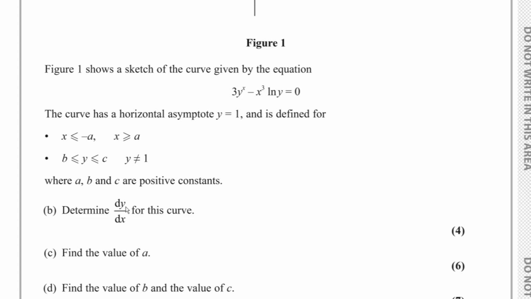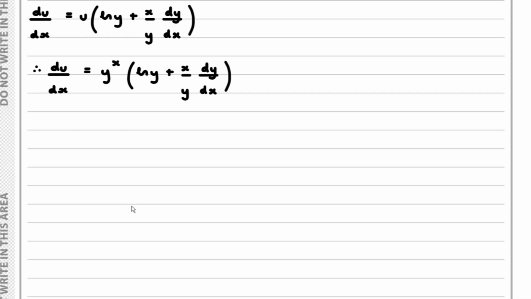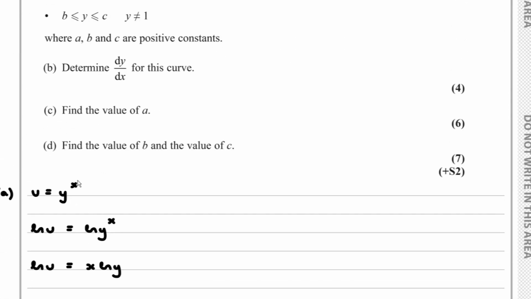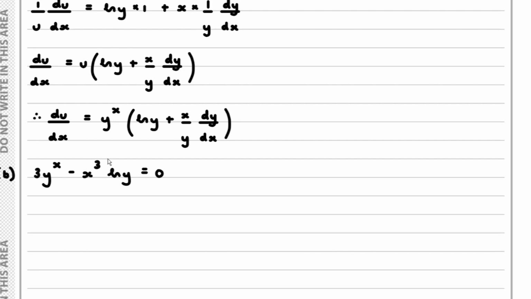For part b, we have to determine dy over dx for this curve. We've got this curve 3y to the x subtract x cubed times the natural log of y equals 0. For us to differentiate and find out what dy over dx is, to begin with, I have to find out what the derivative of 3y to the x is. But happily for us, we already differentiated that. And the result of that is shown here, but we still have to multiply by the 3.